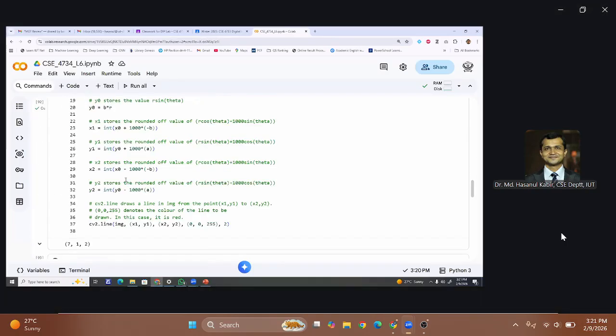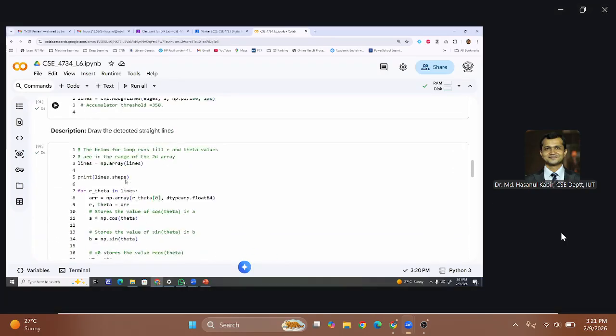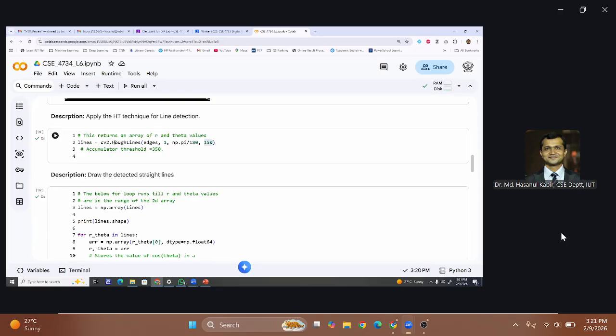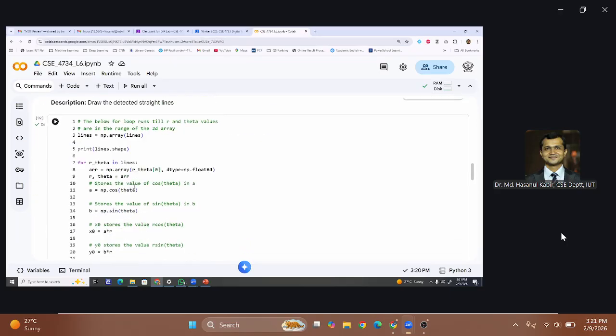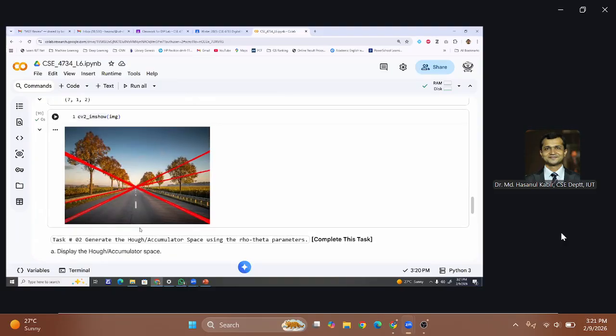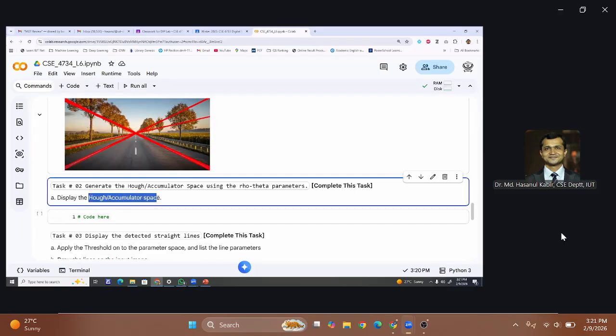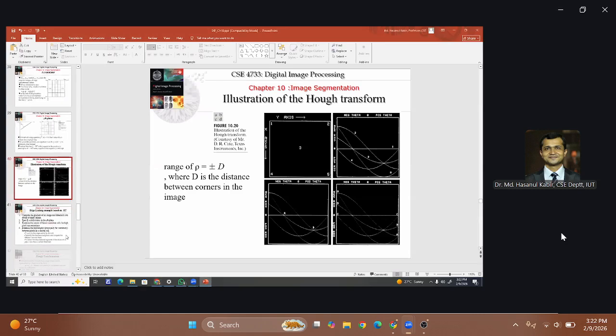So you see, all this accumulation has been done where? It has been done in the built-in code by the Hough transform, Hough lines. Okay. So what I will ask you to do is implement this Hough transform by yourself. And then you have to display the Hough space. If you display the Hough space, what kind of output do you expect to see?